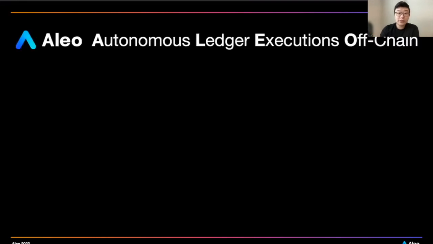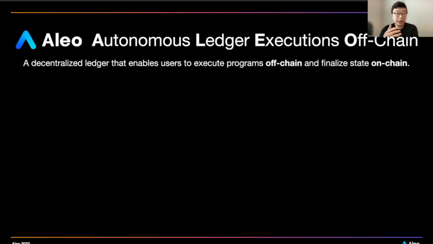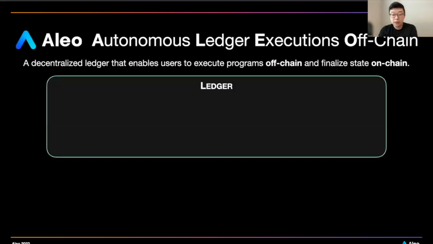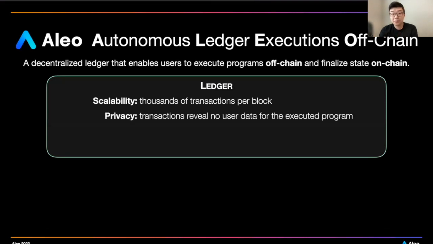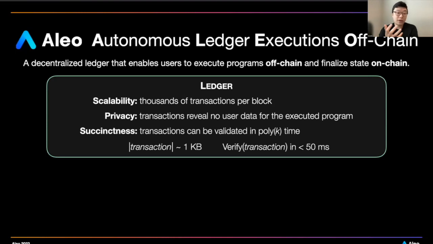And so we built Aleo. Aleo itself stands for Autonomous Ledger Executions Off-Chain. It's a decentralized ledger, and it enables users to execute programs off-chain and then finalize the state transitions on-chain. Under the hood, we offer scalability, which we define as thousands of transactions per block. We define privacy as transactions revealing no user data for the executed program. And lastly, the protocol is succinct, meaning that transactions can be validated in poly-log time. Transactions are roughly a kilobyte in size, and they take under 50 milliseconds to verify. And we think that this is a very acceptable bar to meet in terms of practicality.